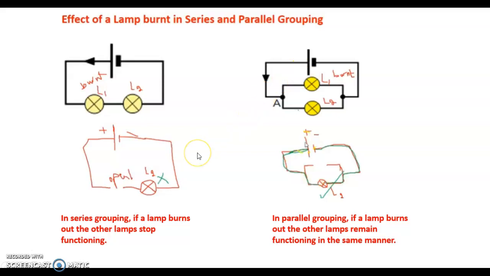And this is a diagram that explains what happens when a lamp is burnt. If we have a series grouping of two lamps and L1 gets burnt, it opens because the filament burns out and the other one doesn't function. However, if the grouping of the two lamps was parallel, this burnt lamp acting as an open switch doesn't affect the functioning of the other one, because there's still a closed circuit for the current to pass through L2. That's why L2 remains functioning in the same manner, receiving the same voltage from the battery.